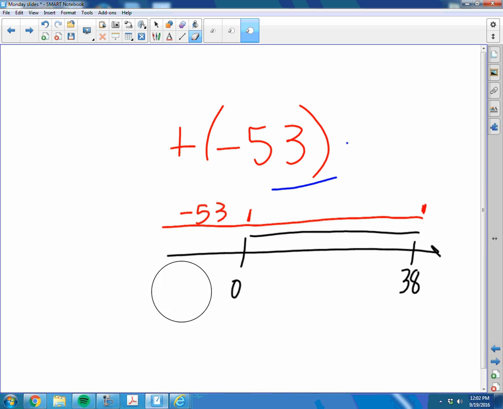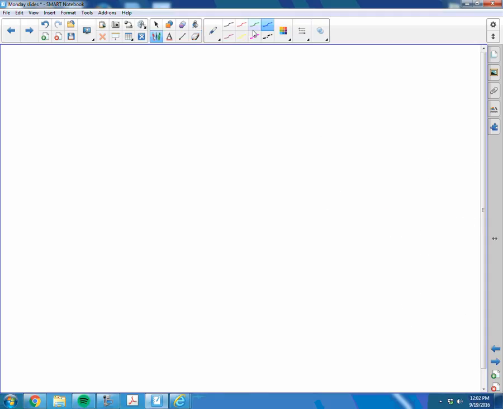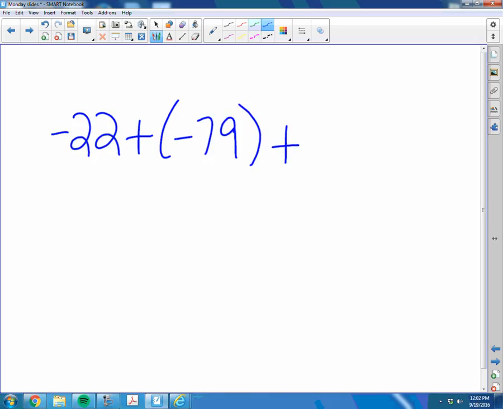Clear your boards. Negative 22 plus negative 79 plus 80. Think it through. There are actually a couple of different ways to solve this one.